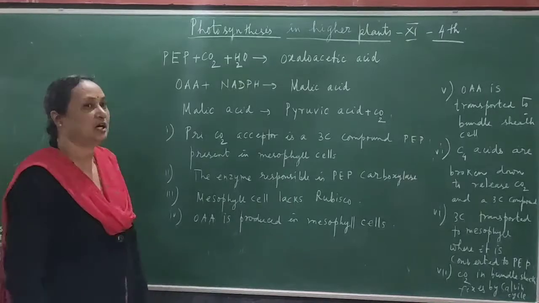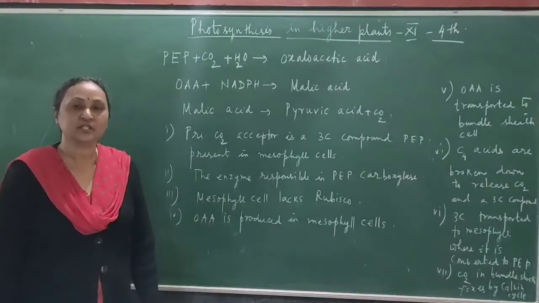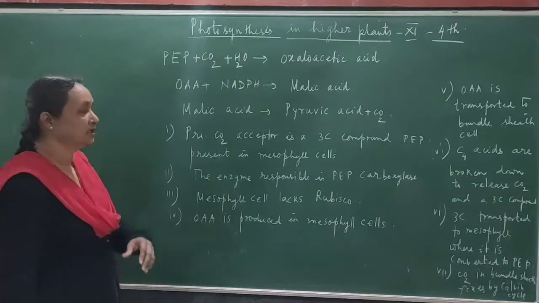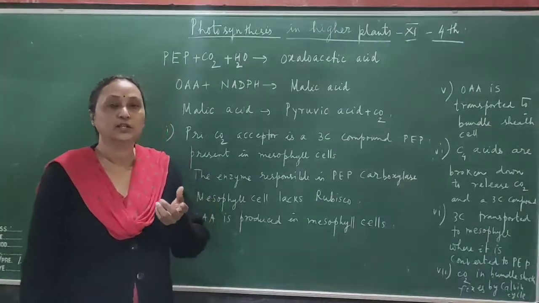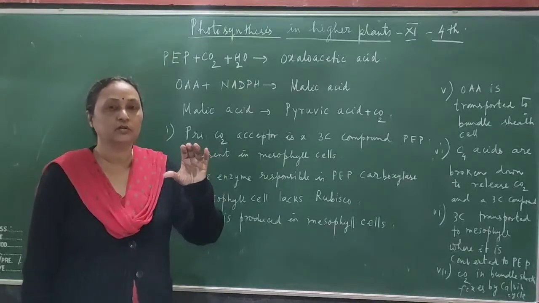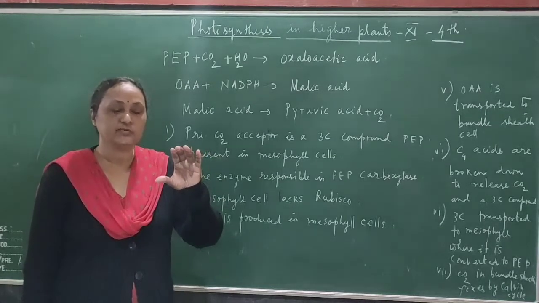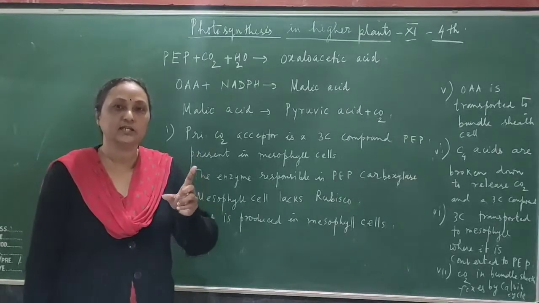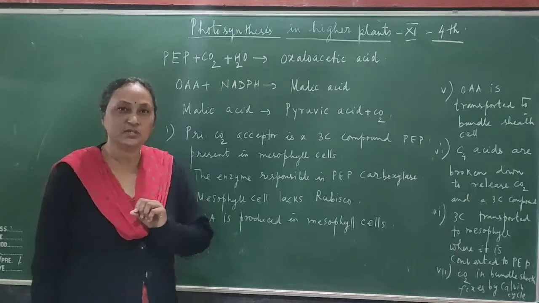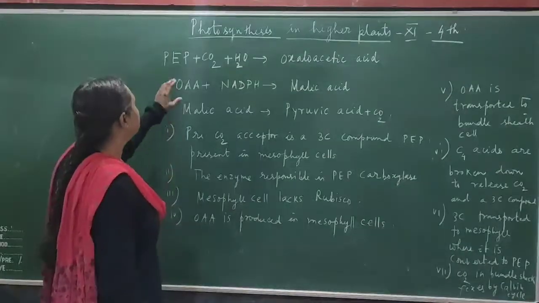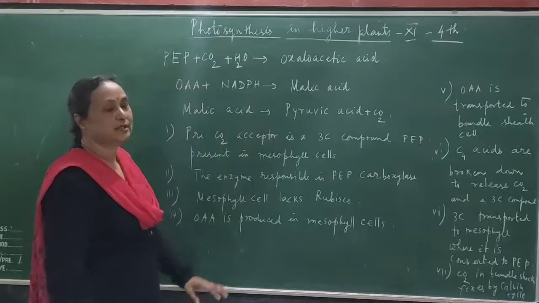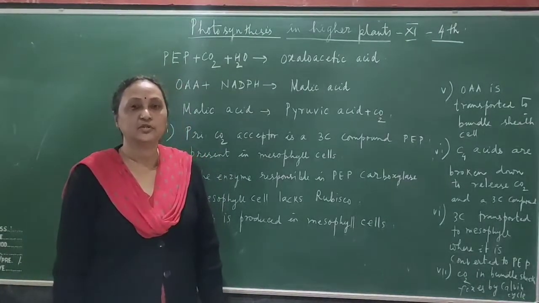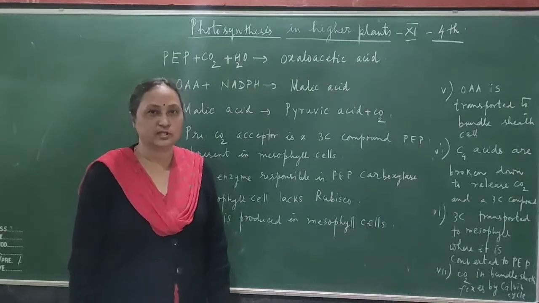Now I will explain how carbon dioxide fixation actually takes place in the C4 pathway. I already explained that in the leaf, below the epidermis the mesophyll is there, and below the mesophyll the bundle sheath layer is there. And the mesophyll cells are connected to the bundle sheath cells with the help of plasmodesmata. The first compound which accepts carbon dioxide is phosphoenol pyruvate, and phosphoenol pyruvate is present in the mesophyll cell.